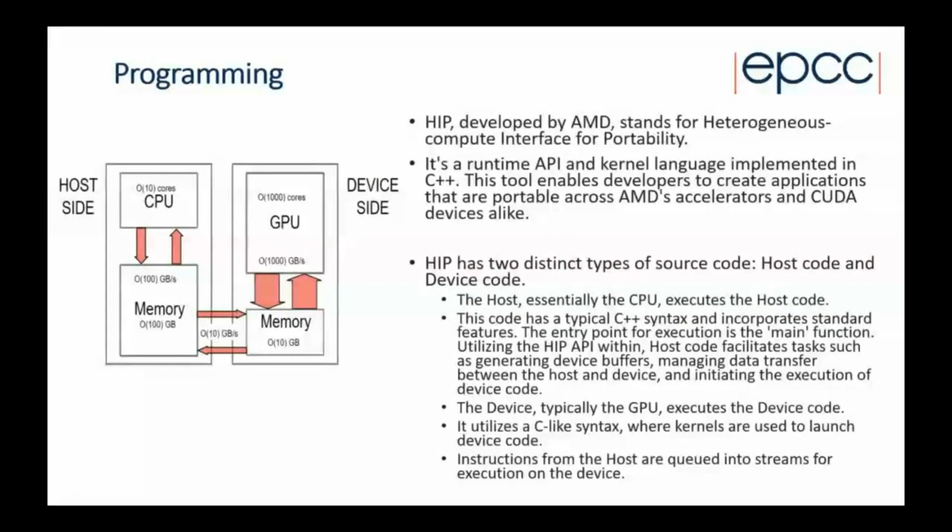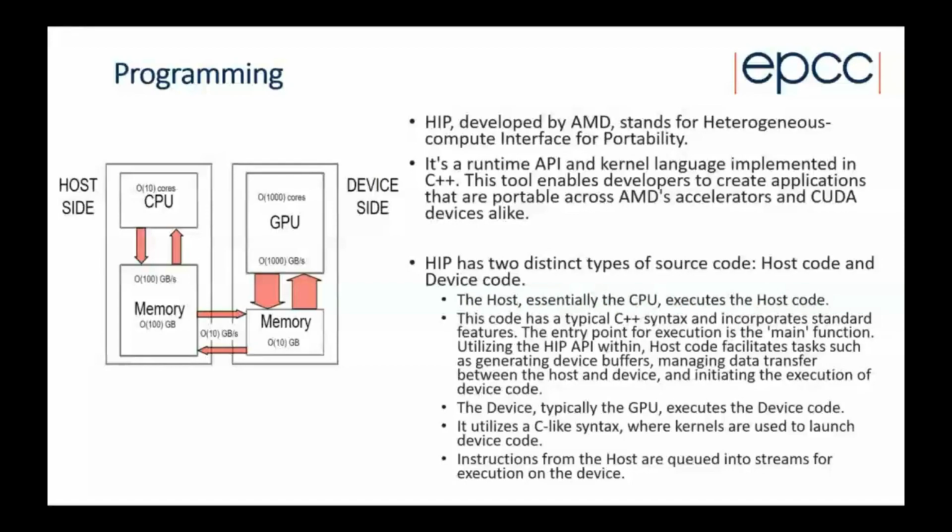HIP has 2 distinct types of source code, host code and device code. Host code is essentially something the CPU executes on the host. This is typically C++ syntax, incorporates standard features, has an entry point for execution in the main function, and utilizes the HIP API within it. Host code facilitates tasks such as generating device buffers, managing data transfers between host and device, and initiating execution of device kernels.